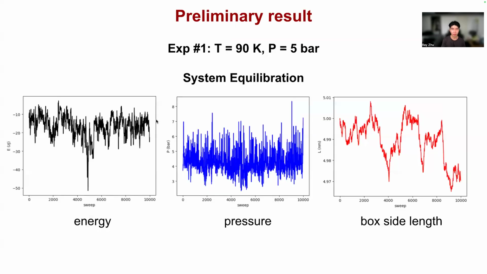In terms of the preliminary results, I was only able to finish the first experiment. Here, the temperature is 90 K and the pressure is 5 bar. We first equilibrate the system for 10,000 cycles. In these 3 plots, I'm showing the energy, the pressure, as well as the box side length during the equilibration run. As you can see, all 3 properties fluctuate around a mean value, which means that our system has been equilibrated.